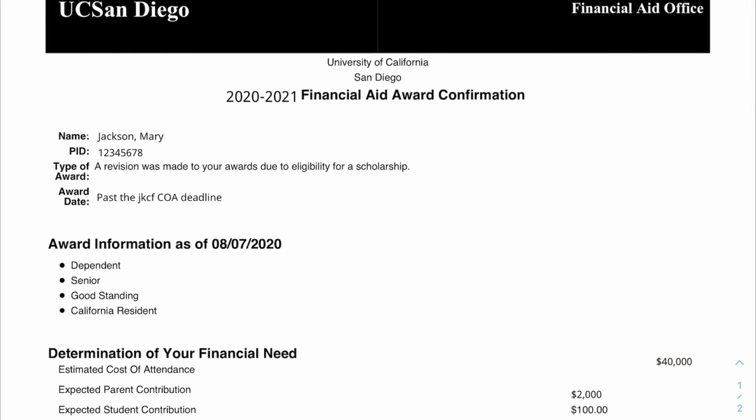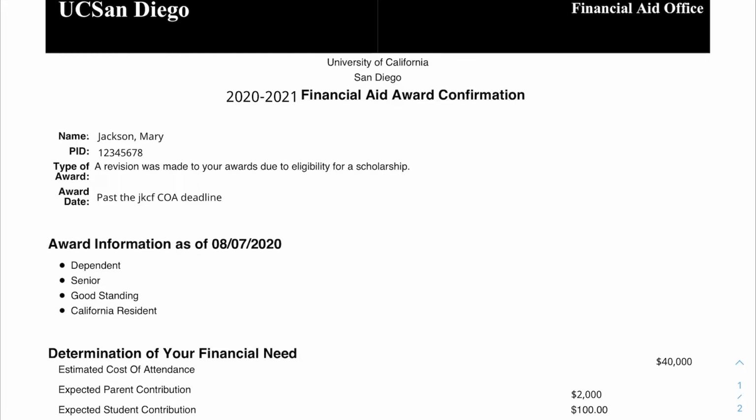Hey guys, so right now we're going to go over the financial aid confirmation letter that you may have gotten from your financial aid office or you've downloaded from your financial aid portal. So this is the financial aid award confirmation letter that I have linked in the description. So if you don't have your actual one, download this and follow along with me.